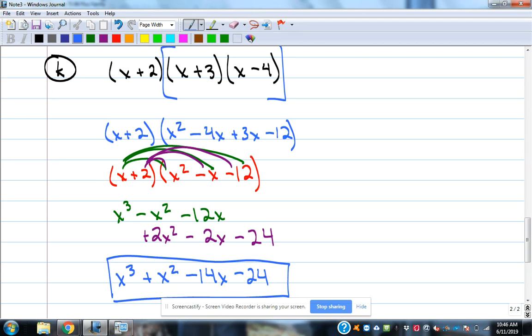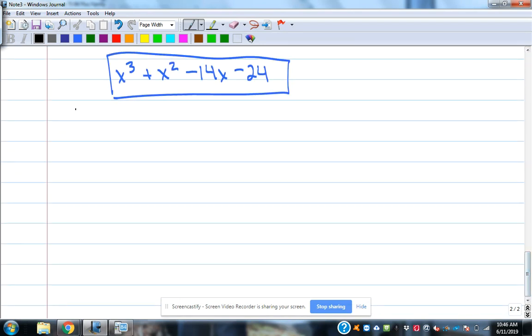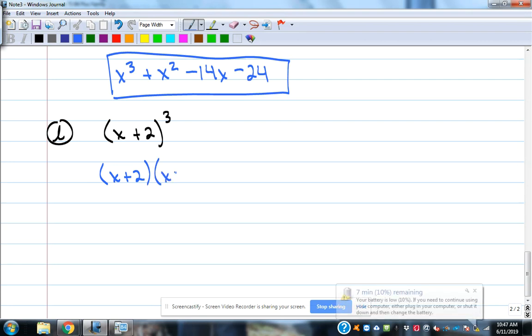All right. Now, last one of this particular section is kind of an extension of that example. Maybe we got something like this: x plus 2 to the third power. If we're raising something to the third power, what does that mean we do? Multiply it 3 times. So we've got x plus 2, x plus 2, and x plus 2.